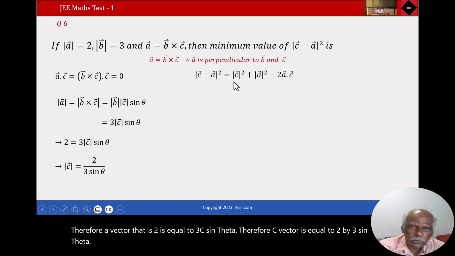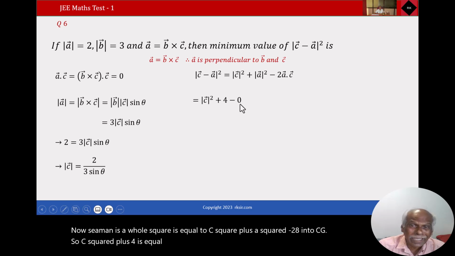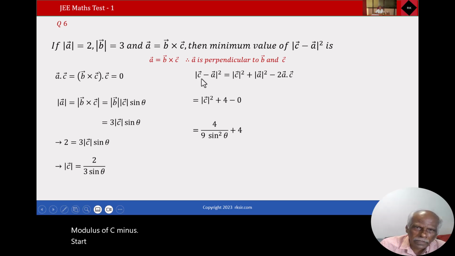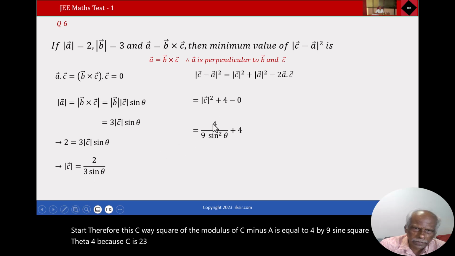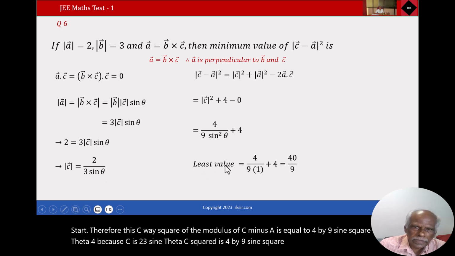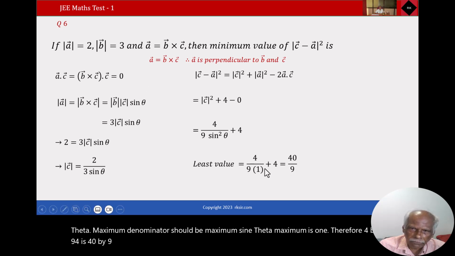Now C minus A whole squared is equal to C squared plus A squared minus 2A dot C. So A dot C is 0, which gives C squared plus 4. Therefore the square of the modulus of C minus A is equal to 4/(9 sin squared theta) plus 4, because C is 2/(3 sin theta). For the least value, sin theta should be maximum, since it is in the denominator. Sin theta maximum is 1. Therefore 4/9 plus 4 is 40/9. Right? 4/9 plus 4, 9 fours are 36 plus 4, 40, divided by 9.